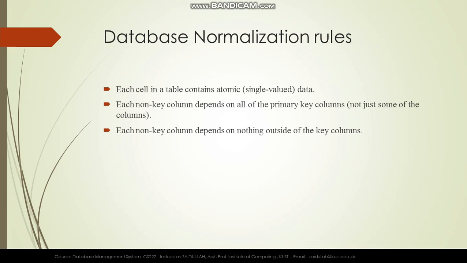There are three rules for database normalization. Rule number 1 says that each cell in a table must contain an atomic or single value. Rule number 2 says that each non-key column must depend on all of the primary key columns and not just part of the primary key. Rule number 3 says that each non-key column must depend on nothing outside of the key columns.